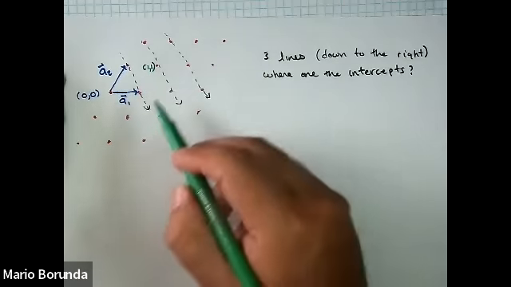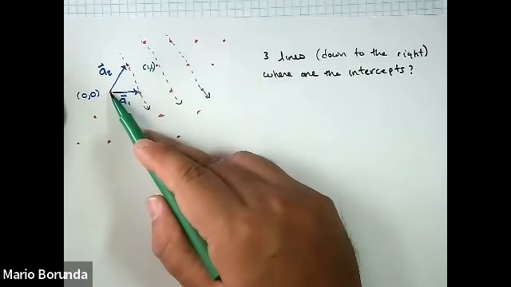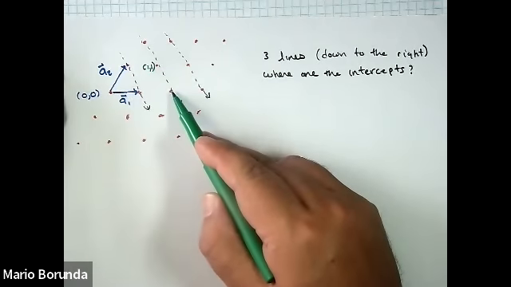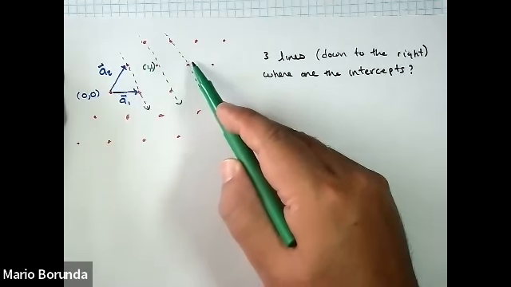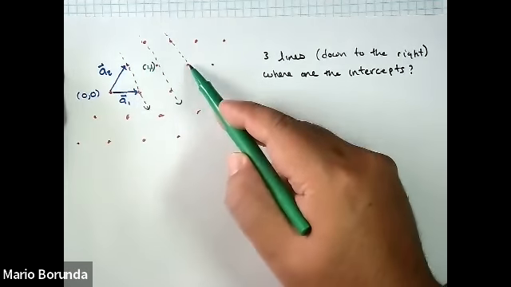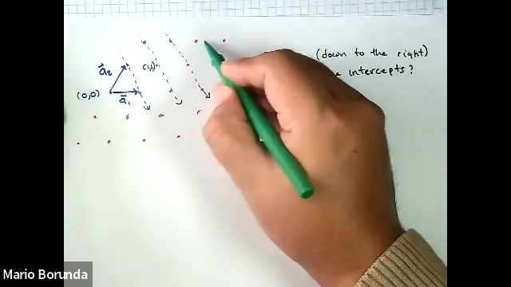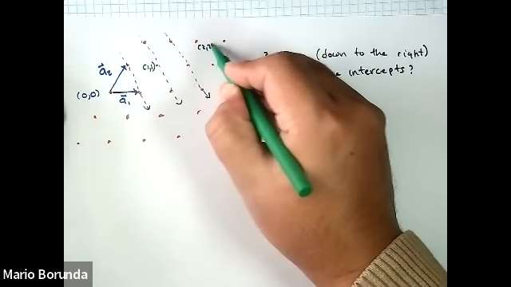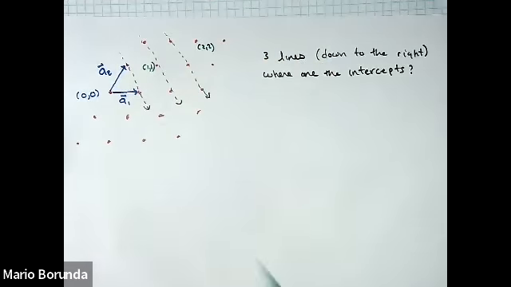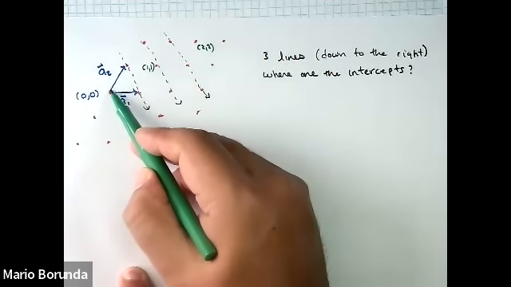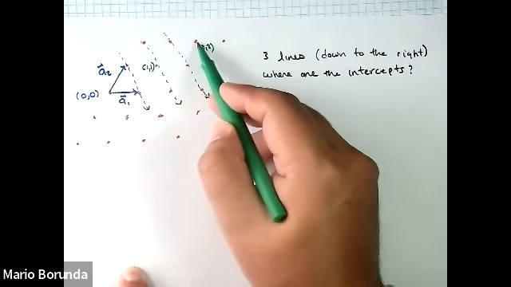Let's find the point 2, 2. So this is 0, 0, 1, 2, 2. Right here, this is 2, 2, and so forth, right? So you can see, let's see if this is 2, 2 really. So I would go 1, 2, 1, 1. Yeah.